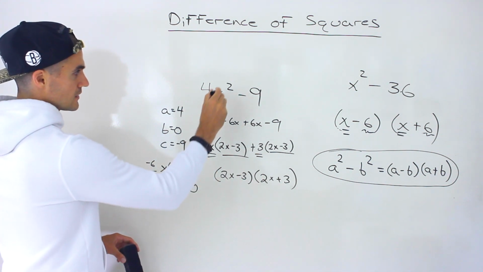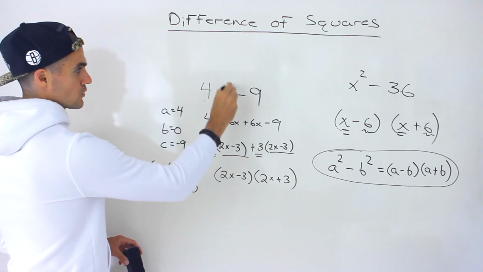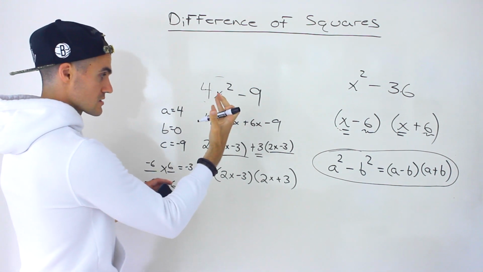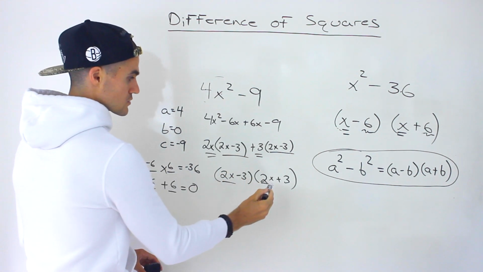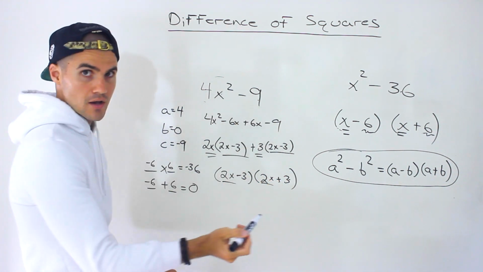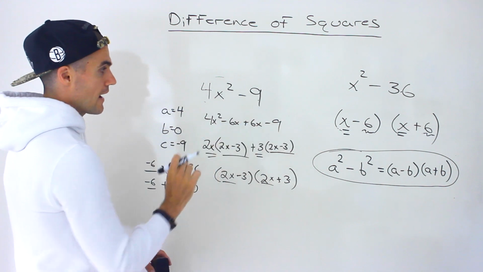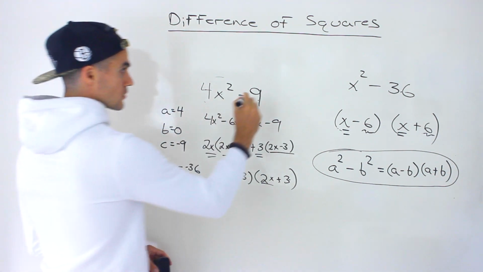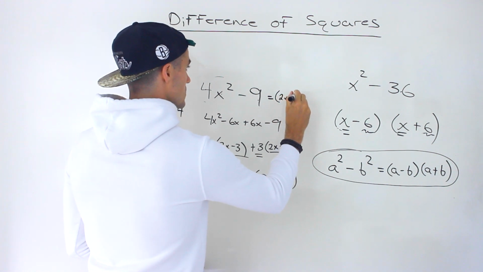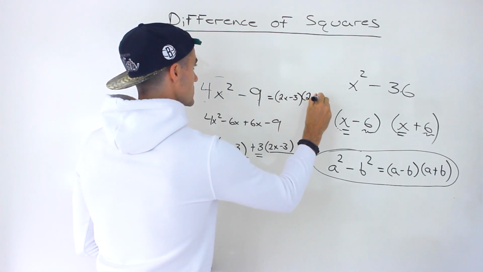Okay, so as expected, notice if we take the square root of this whole thing, we take the square root of the 4, which is 2, the square root of x squared, which is x. We get that 2x over here, the square root of 9 is 3, and then we got the negative, we got the positive. So it's following that exact same pattern that I mentioned before. So this here factors into 2x minus 3, 2x plus 3.